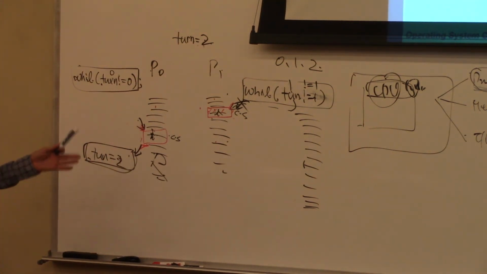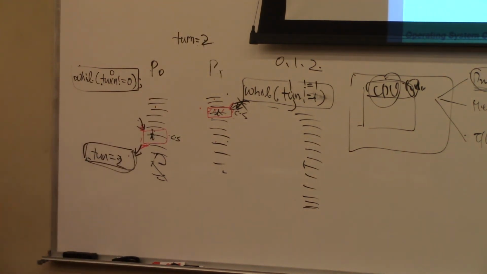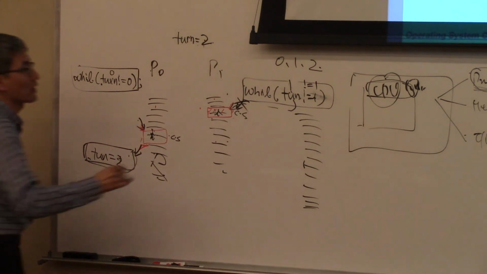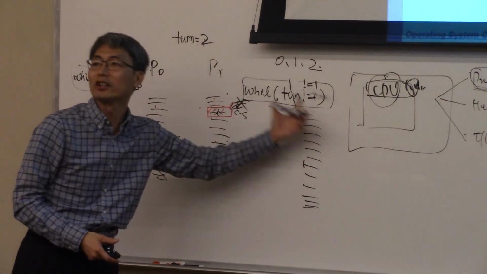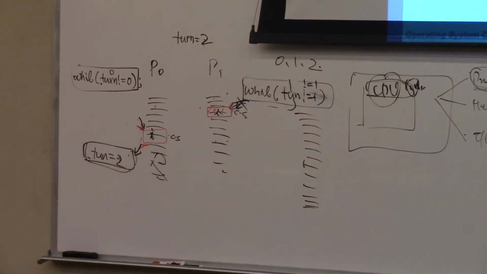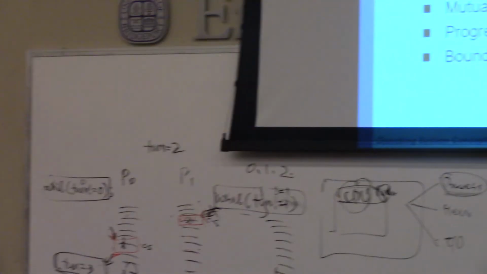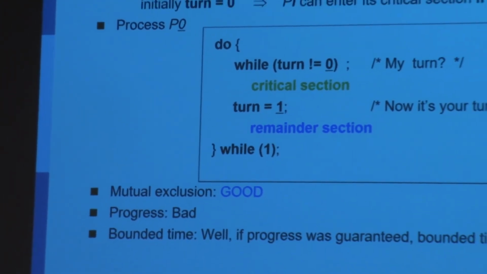So because of that, if you restrict the turn value to 0 or 1, okay in the 2 process case, but in the 3 process case, all of them should be run. So sometimes okay, but sometimes not okay. Because of that, for the progress and bounded waiting, it will wait forever if process 2 is not executed or not entering the critical section. So in terms of the requirements, the progress and the bounded waiting time, it is not the best solution.